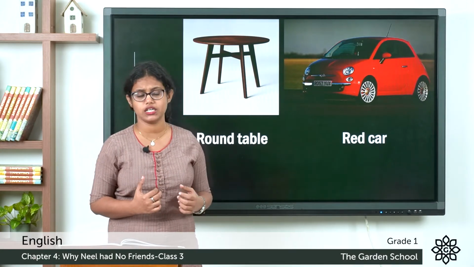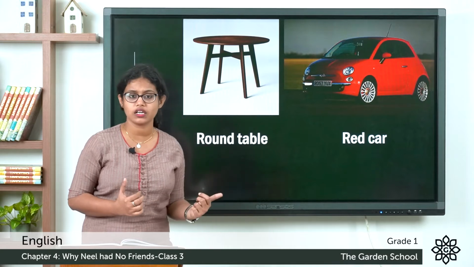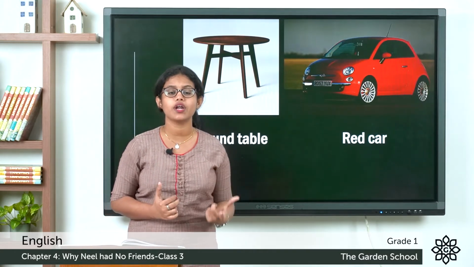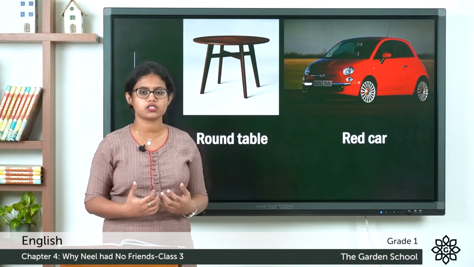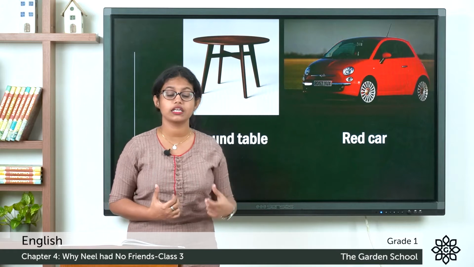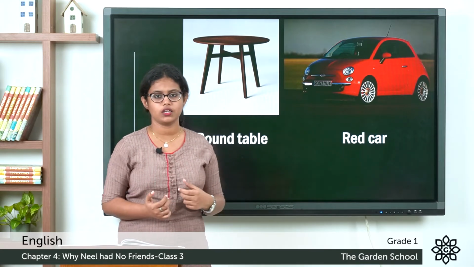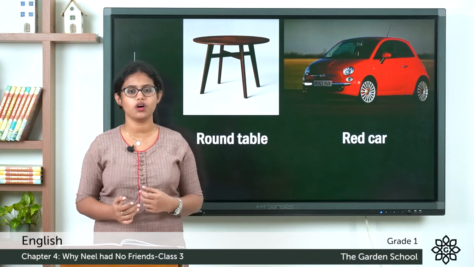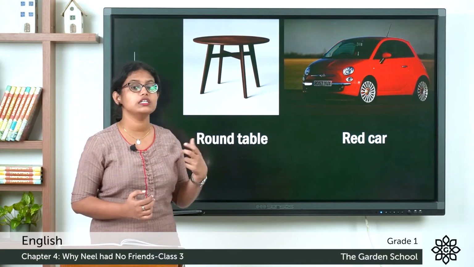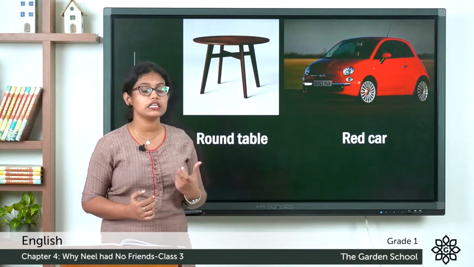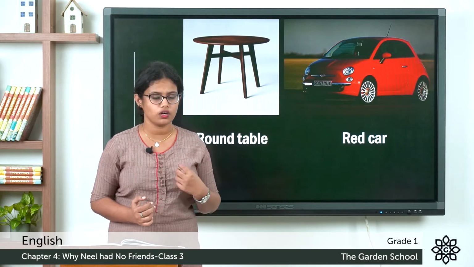Another picture you can see. It's a picture of a car. And what color is that? Its color is red. And you can say it is a red car. So let me ask you, which is the naming word here? The naming word is car. And car is the name of a thing. And what about red? It is a describing word. So the word red describes the color of the car. So red is the describing word.